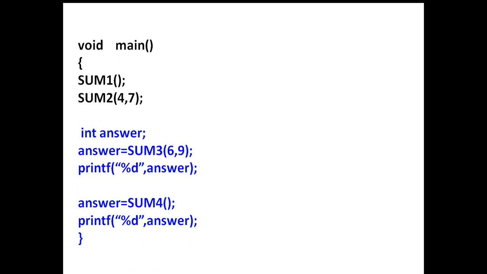So this covers all categories very well, and you have to take care of the way of writing a particular function. I hope you have understood the ways of writing a function.